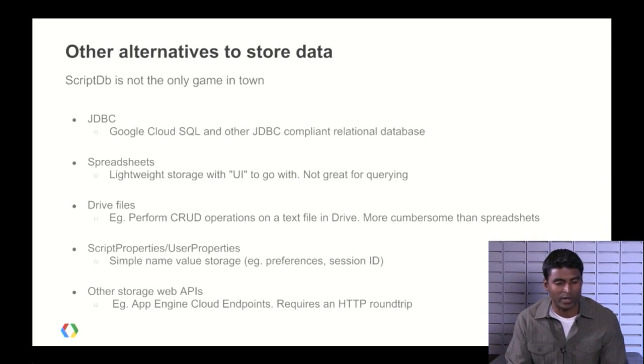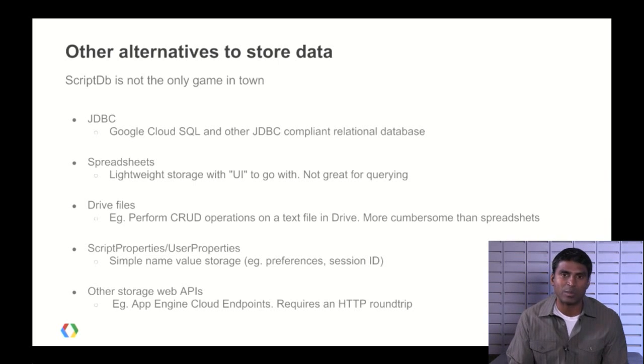Spreadsheets are super lightweight. They have a tabular UI to go with them, so it's great. However, for querying, there's no syntax for saying, give me all rows where employee ID is 1, right? So that's not so nice about spreadsheets. You can also store data in files. The Drive API, the DocsList API, allows you to store and retrieve files and their content pretty quickly. But again, it's not really structured, so you can kind of work with it.